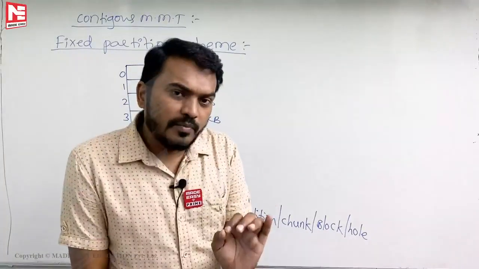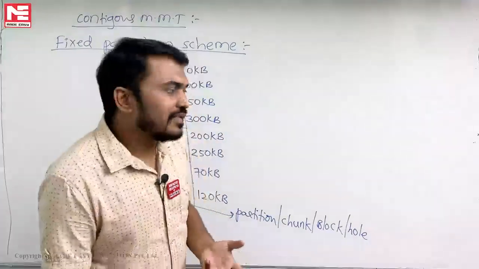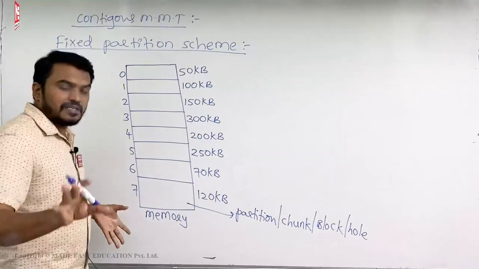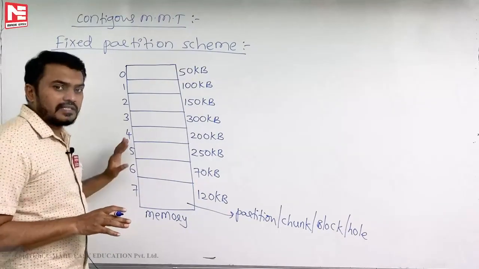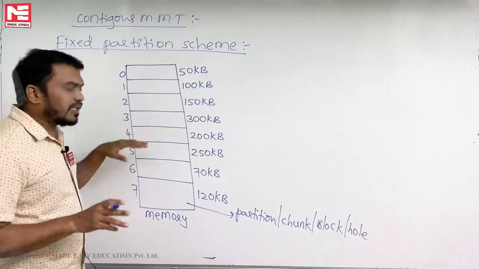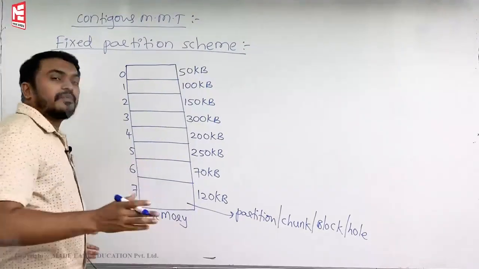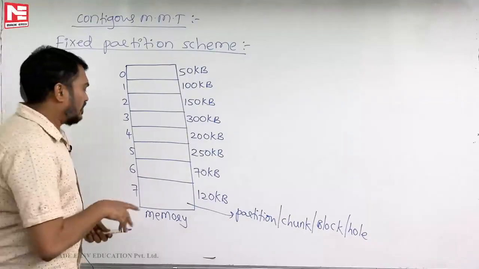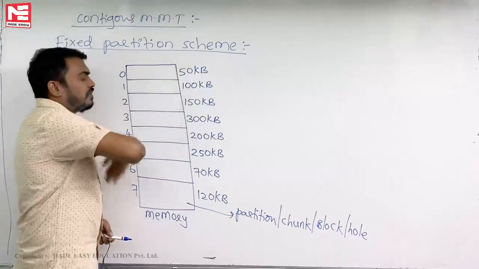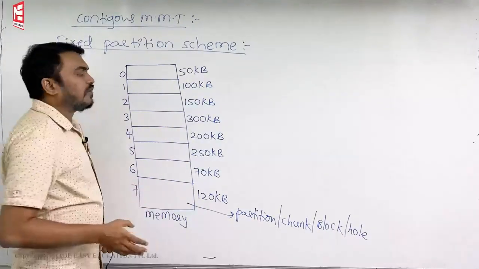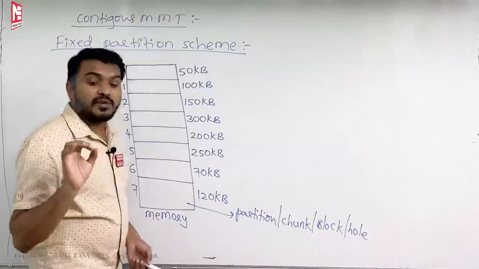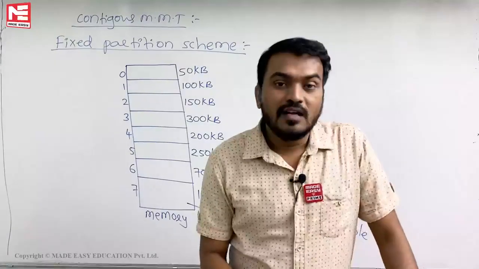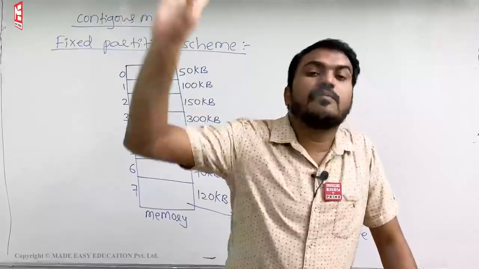In every partition we accommodate only one process, and moreover the number of partitions is fixed in the memory. How many partitions are fixed here? In my example, 8 is fixed. So in every partition you can accommodate only one process, which means maximum how many processes can you bring into memory? Only 8 processes. You are having only 8 partitions here, so maximum you can bring only 8 processes into memory. What does this mean? It means the degree of multi-programming.